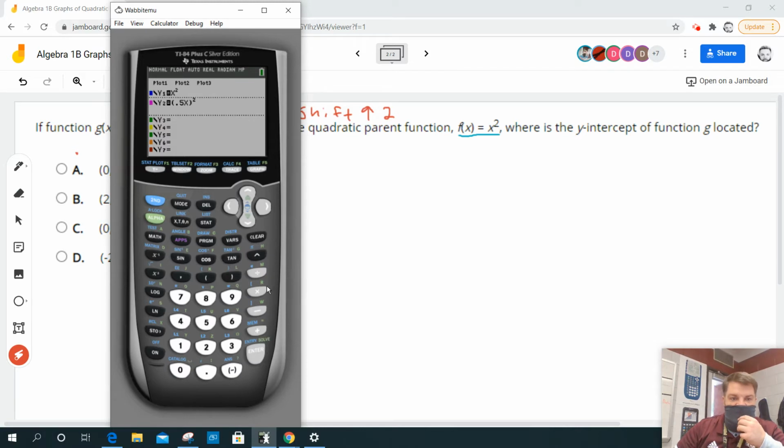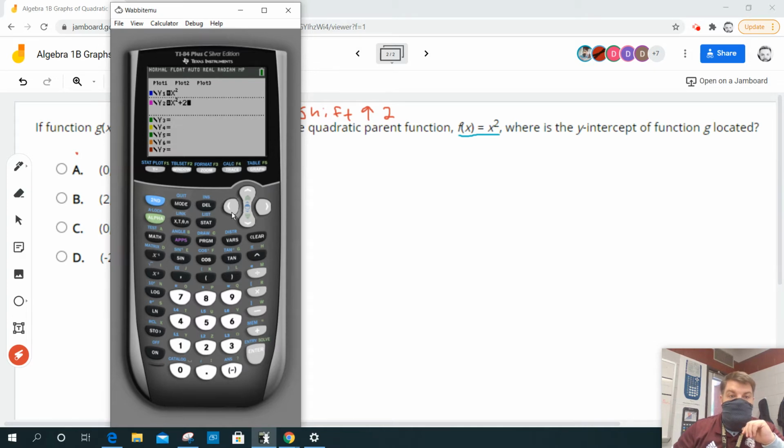My parent function, and I'm just going to leave that in there because just about every problem we're going to do in this section will be compared to x squared, which is the parent function. It's the simplest version of a quadratic. And then I'm going to plug in x squared. So again, here's the x button. And then I'm going to hit the caret symbol. And then I'm going to hit 2. I'm going to hit the right cursor. And then I'm going to add 2.